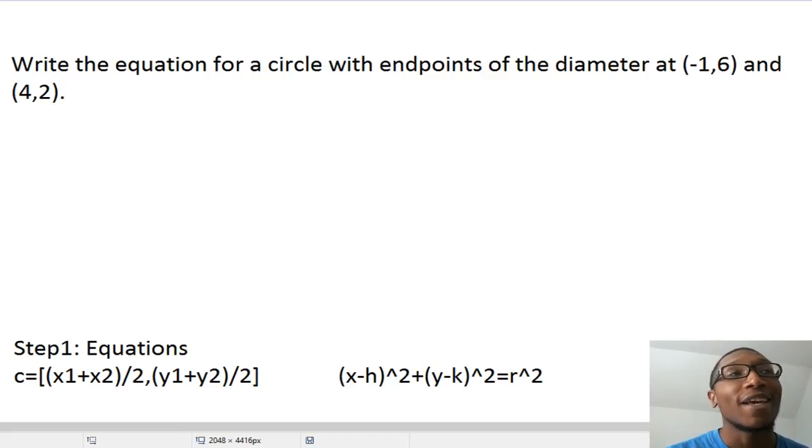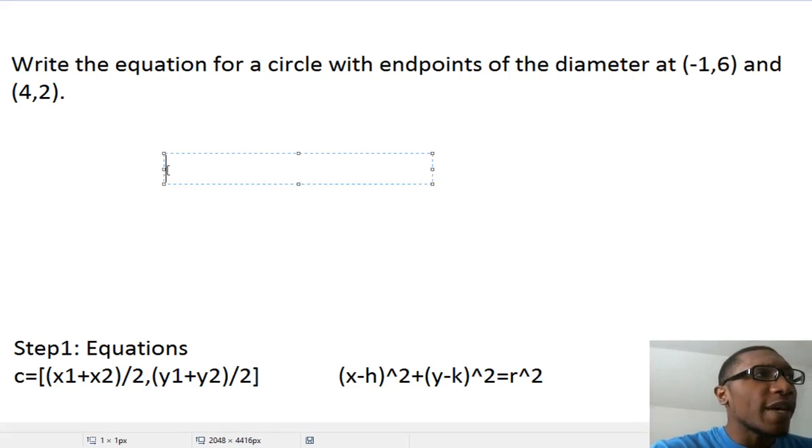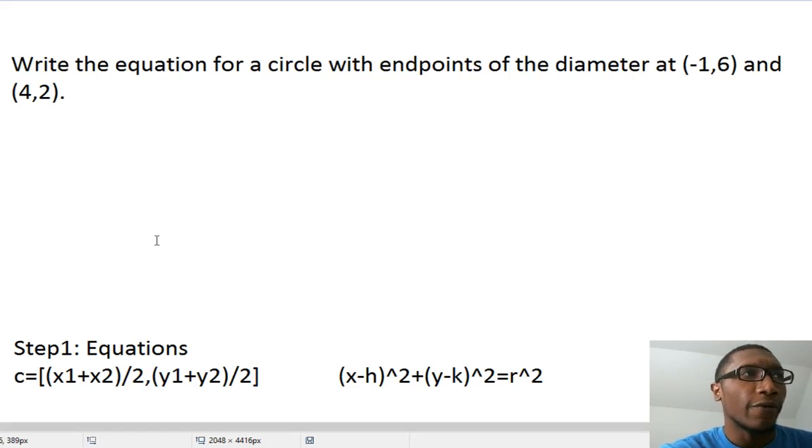I'm Gavin Lovett, and today we are talking about how to find, or rather write, an equation for a circle when you're given the endpoints of the diameter. So, let's imagine we have a question that says, write the equation for a circle with endpoints of the diameter at -1, 6 and 4, 2.